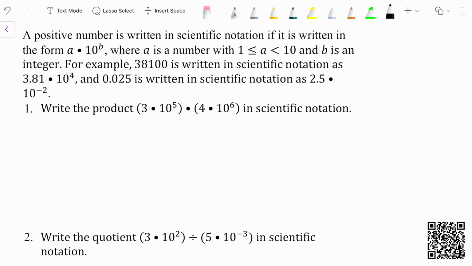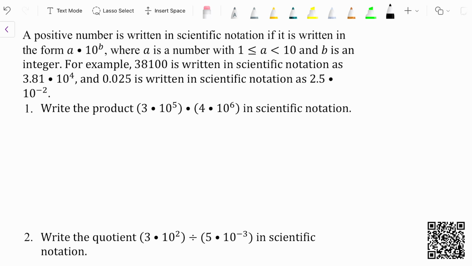Today's description is: a positive number is written in scientific notation if it is written in the form of a times 10 to the power of b, where a is a number with 1 is less than or equal to a, and a is also less than 10, not equal to 10. A is just less than 10, or else that would be another power of 10. And b is an integer.